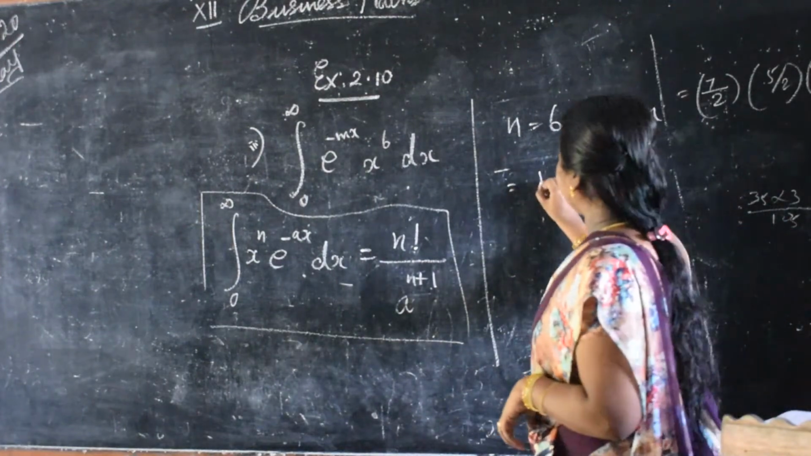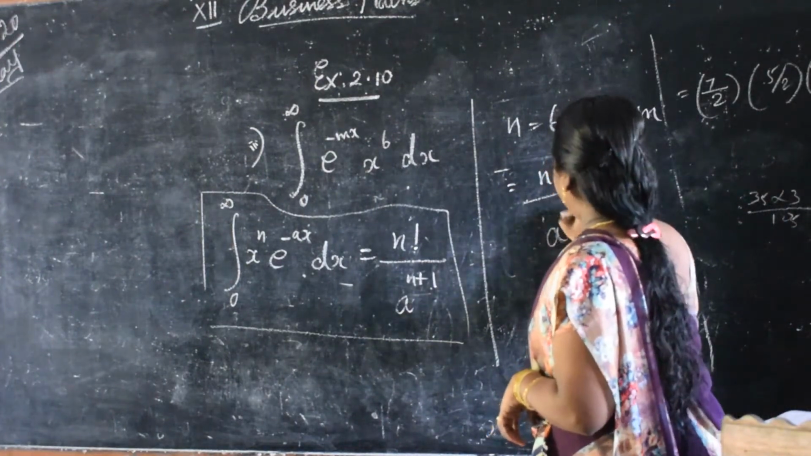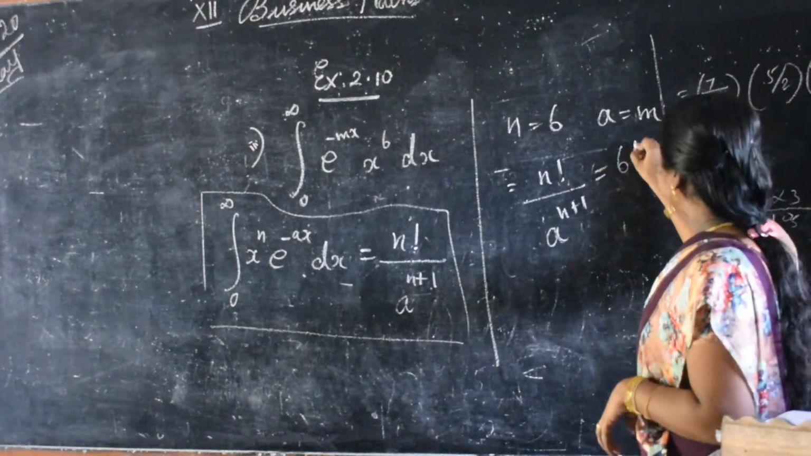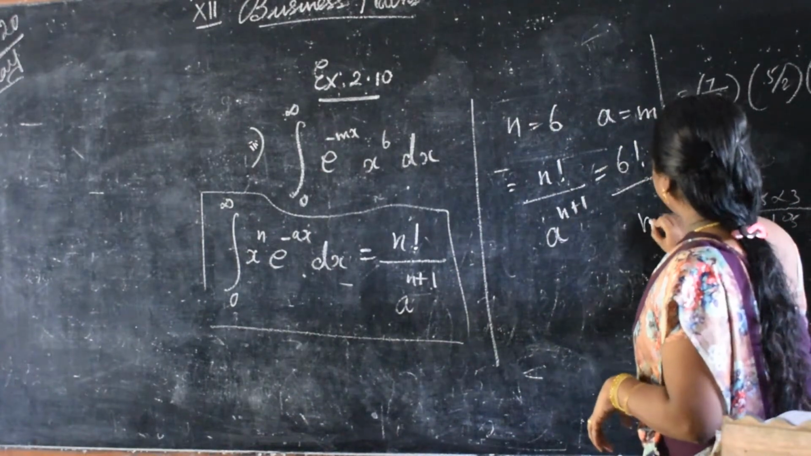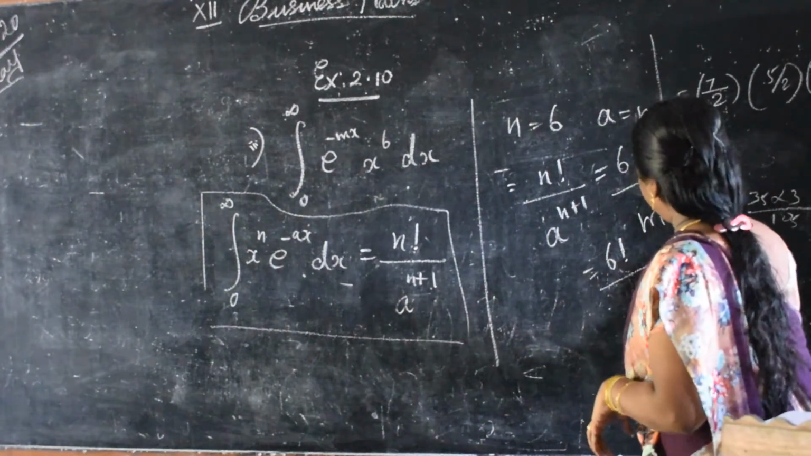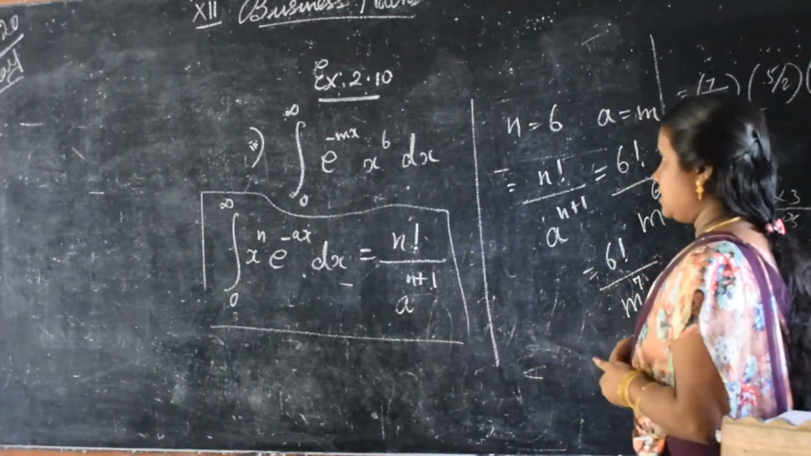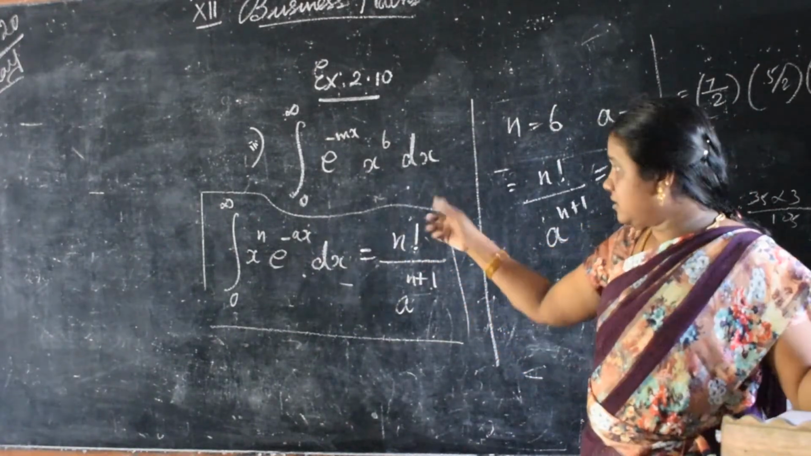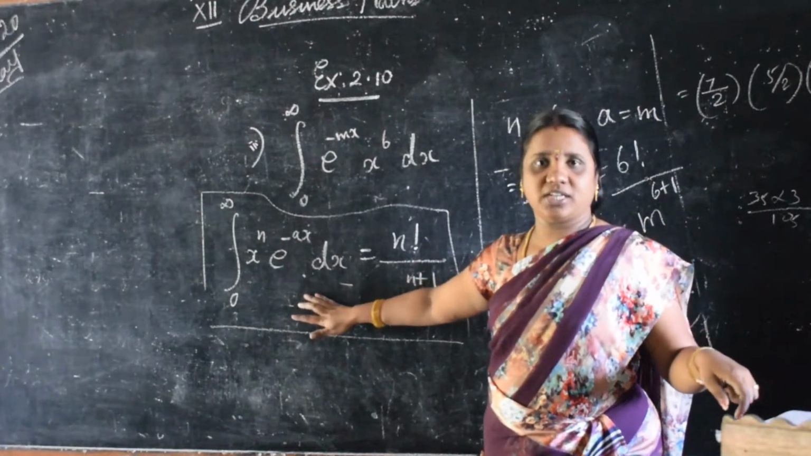What is our formula? n factorial by a power n plus 1. Here n is 6. That means 6 factorial by m power 6 plus 1. What is the answer? 6 factorial by m power 7. This is the answer. The remaining 3 problems are there. Like this, you have to use this formula, substitute and solve it.